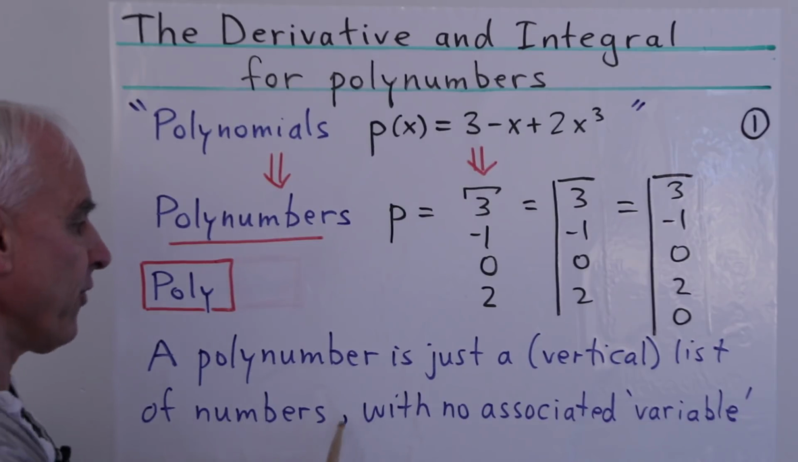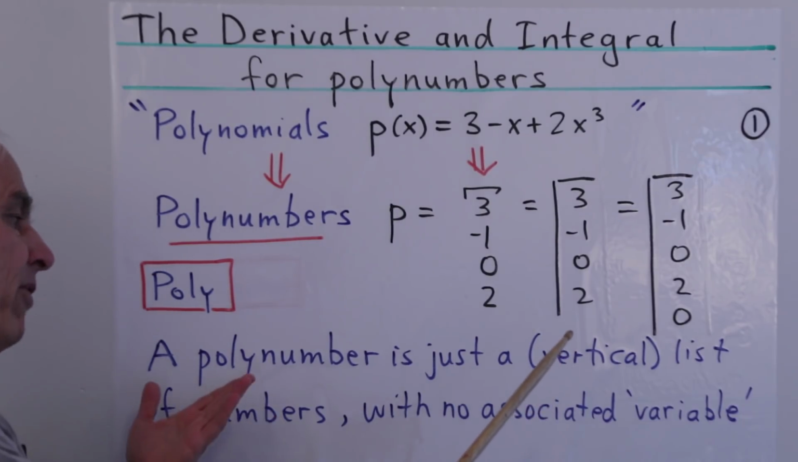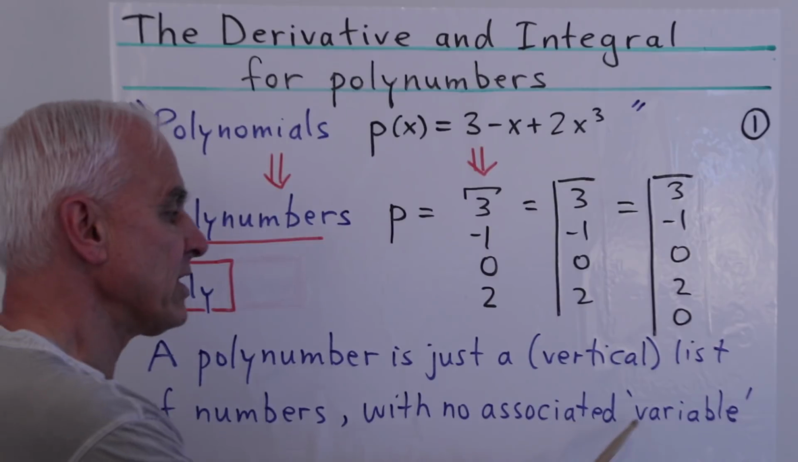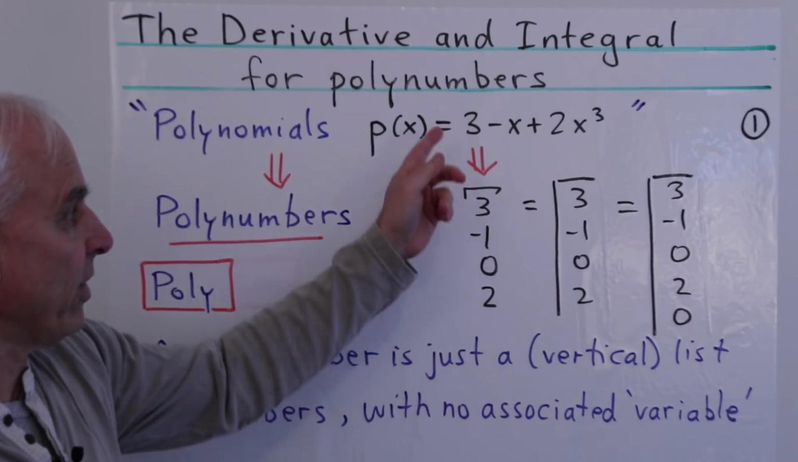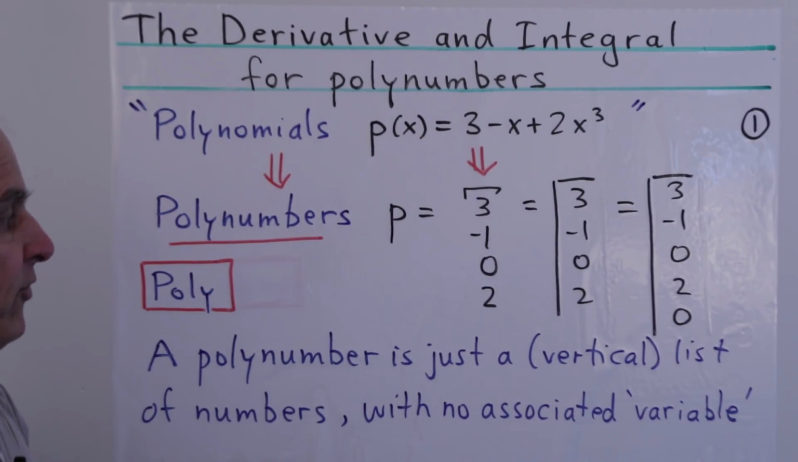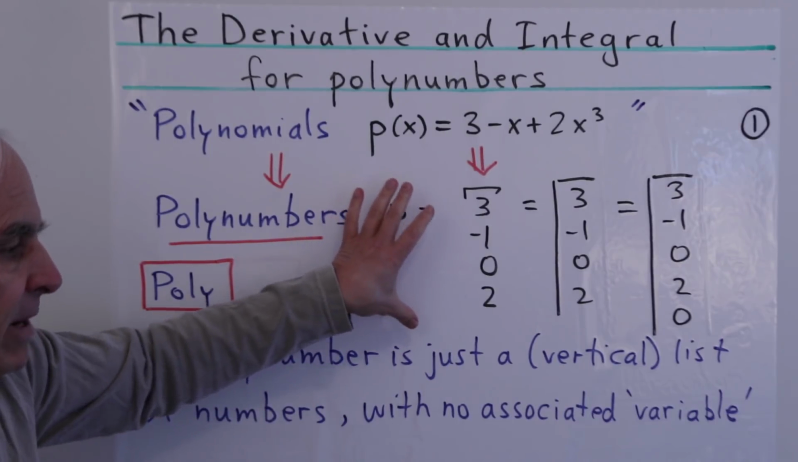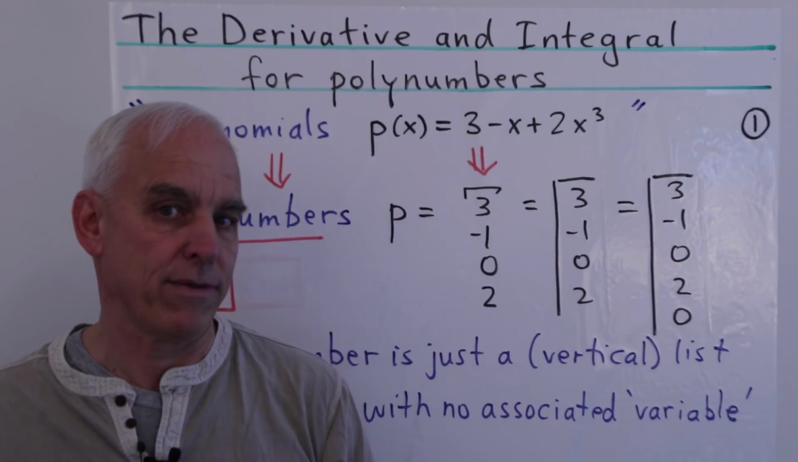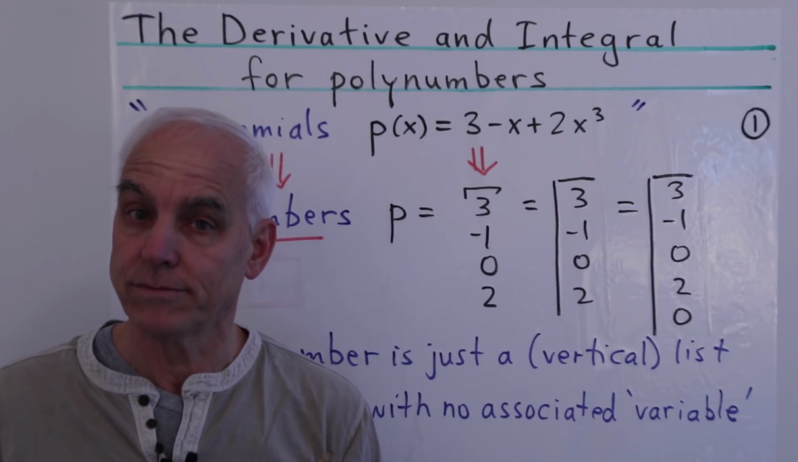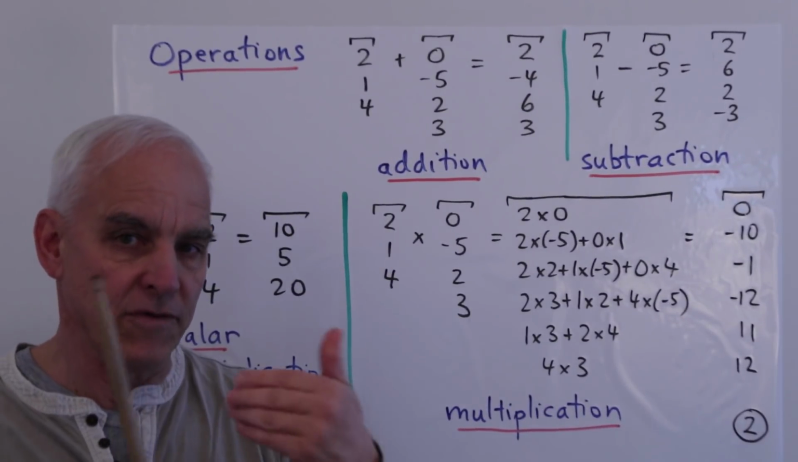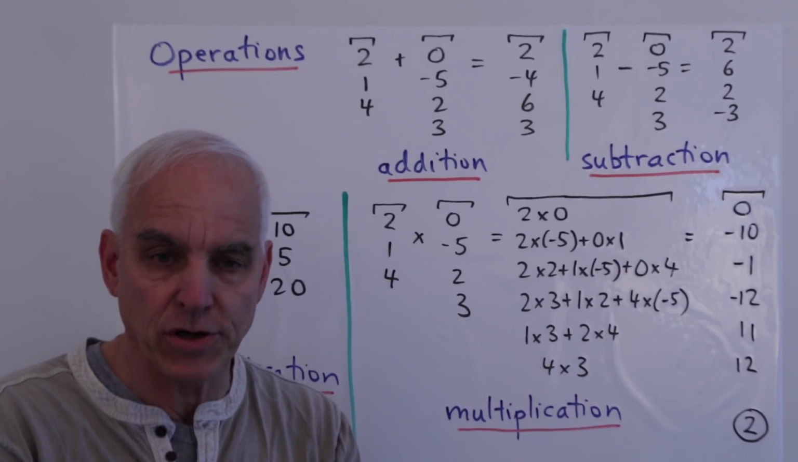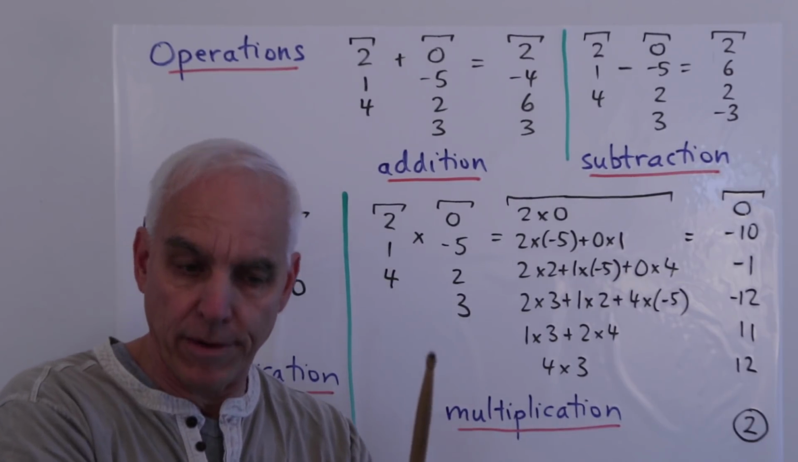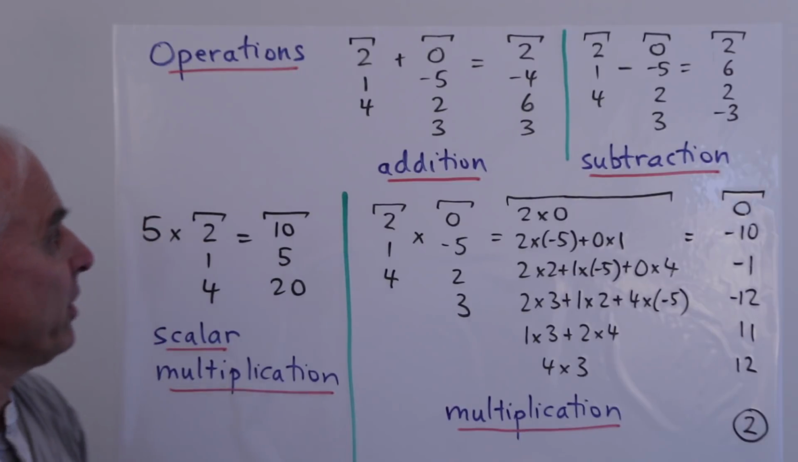Okay, so there's just a list of numbers, that's all we have, and there's no associated variable as there is in the polynomial story. And these are the fundamental objects that actually we end up doing a lot of calculus with, a lot of algebra too. So let's review how the familiar operations of polynomial arithmetic translate over to the polynumber setting.